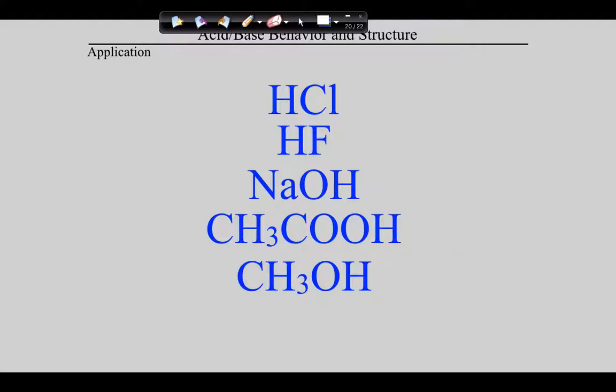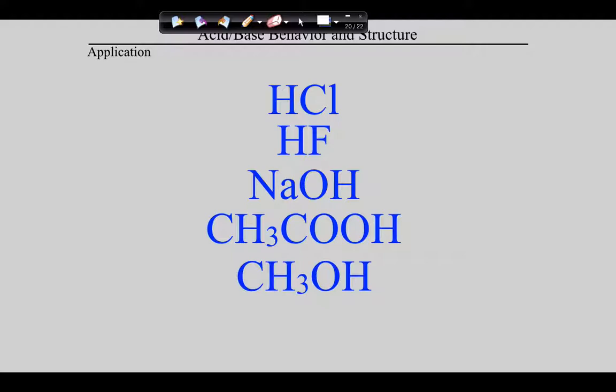Now, HF, binary or oxy? Binary. So fluorine is small, the bond is strong, the acid is weak. Good. Now, NaOH, binary or oxy? Oxy. Sodium is a metal, the bond is ionic.